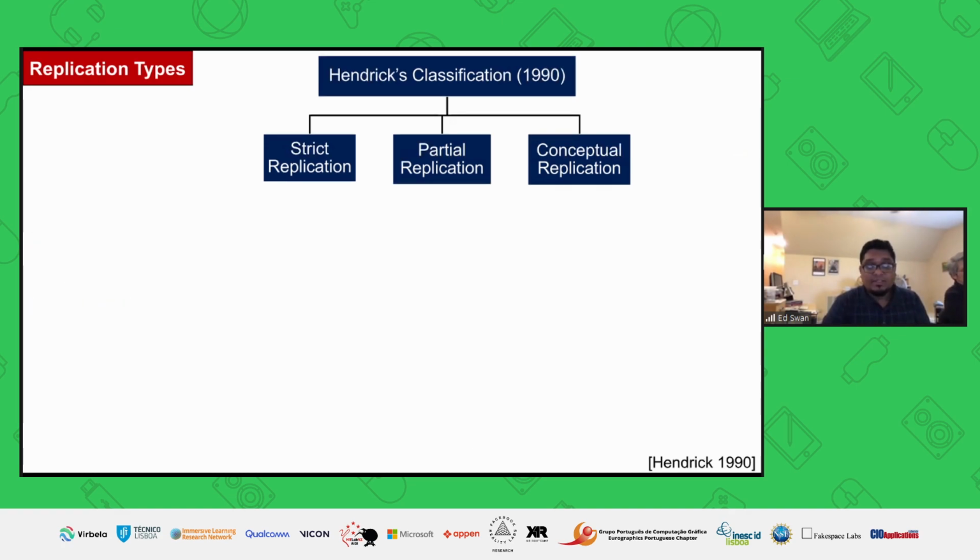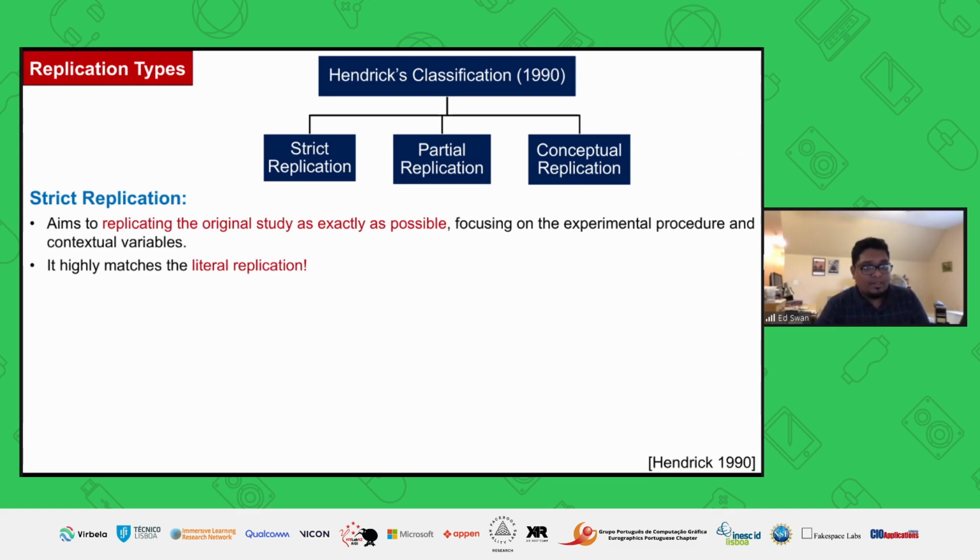The second type of classification is Hendrick's. He also divided replication into three types: strict replication, partial replication, and conceptual replication. This is one of the most famous replication classifications, and it is very recent. Most papers talking about replication use Hendrick's classification. Strict replication aims to replicate the original study as exactly as possible, considering the experimental design, method, and variables, with the same independent and dependent variables. It closely matches the literal replication I already discussed.